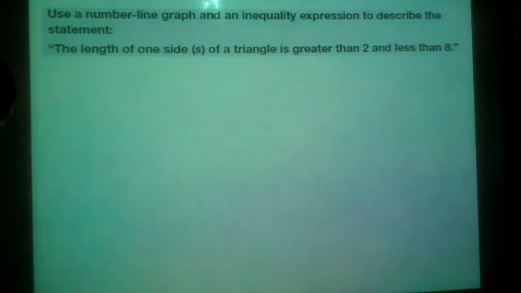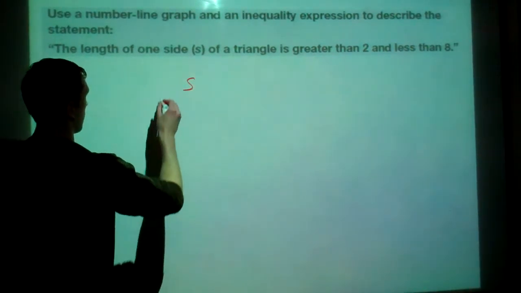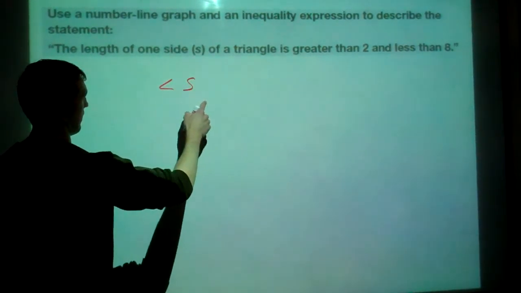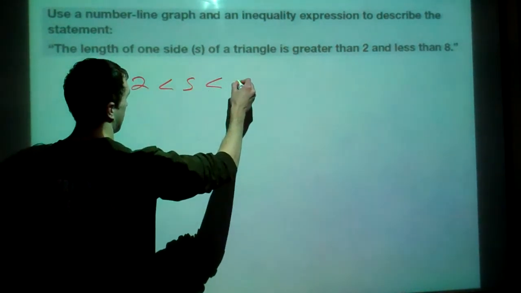Alright, let's take a look at another example. Okay. Use a number line graph and an inequality expression to express the statement. The length of one side, S, of a triangle is greater than 2 and less than 8. So all we know is that one side of this triangle is greater than 2 and less than 8. So how do we express that side using inequalities? Alright. S is our side, and we know that S is greater than 2, but S is less than 8.